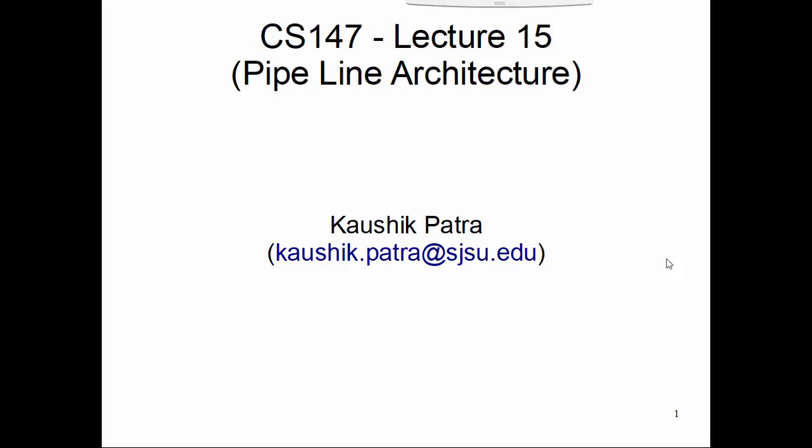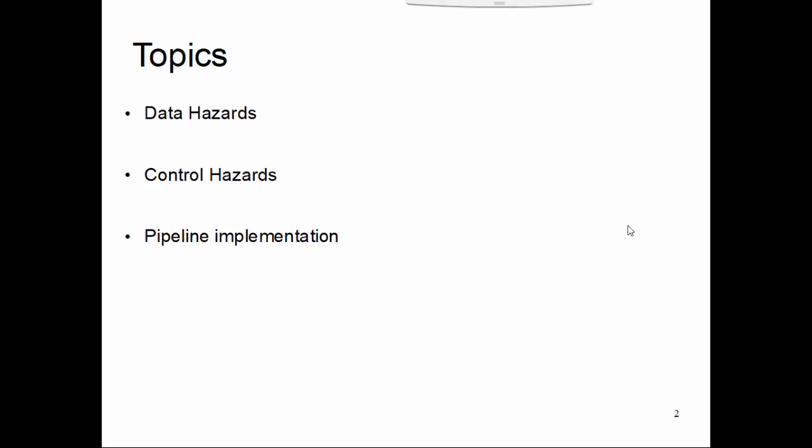This is CS147 Computer Architecture Lecture 15. This is basically the second part of the pipeline architecture study that we started on lecture 14. This is a continuation from that. We have these three topics. Two are major, data hazard and control hazard, and the last is important but not touched in detail, pipeline implementation.